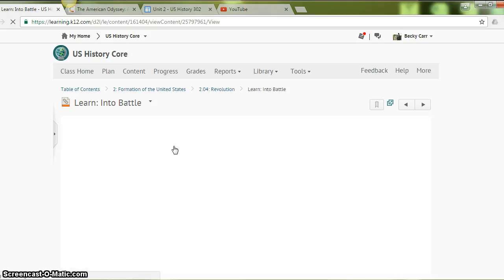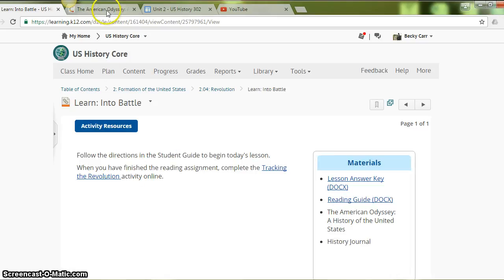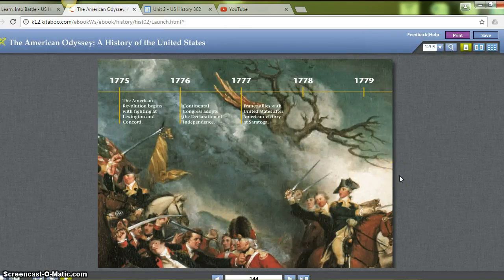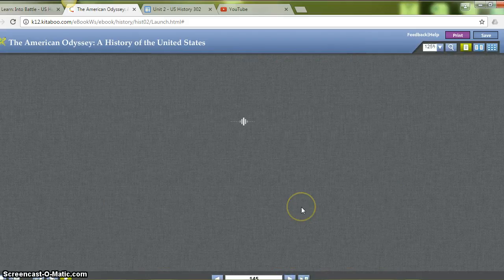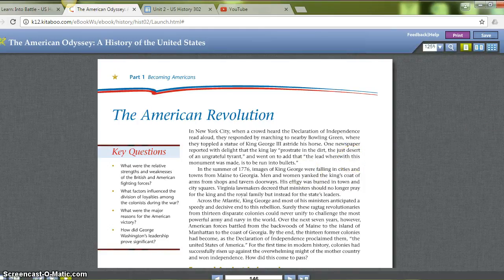So we should probably go to the lesson reading right now, page 144. And you see that's just the beginning of the chapter where it's the timeline and the picture there. So let's start here, the American Revolution. In New York City, when a crowd heard the Declaration of Independence read aloud, they responded by marching to nearby Bowling Green, where they toppled the statue of King George III astride his horse. One newspaper reported with delight that the king lay prostrate on the dirt, the just desert of an ungrateful tyrant, and went on to add that the lead wherewith this monument was made is to be run into bullets.